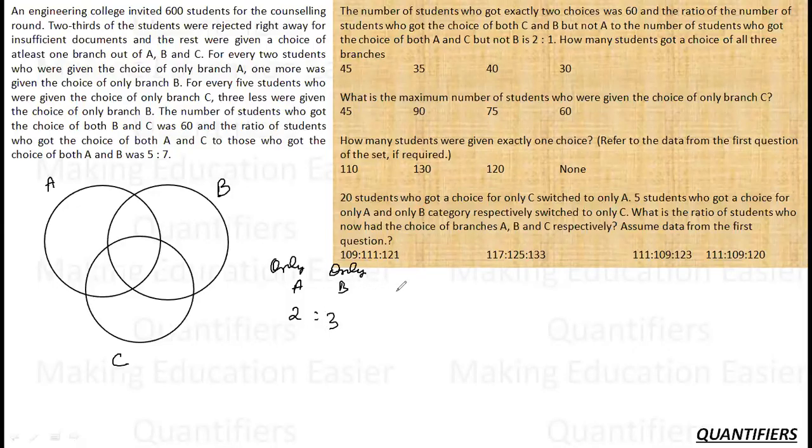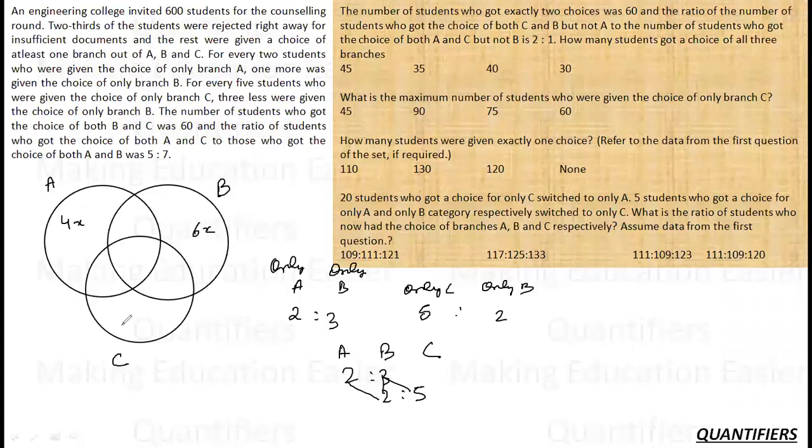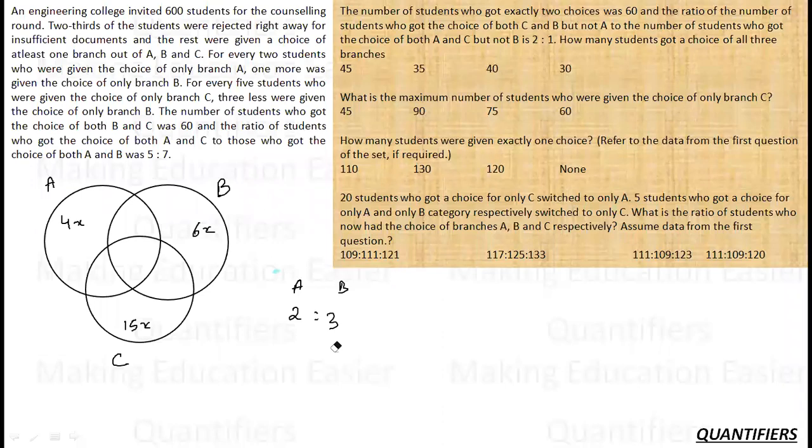Then for every 5 students who were given the choice of only branch C. So only C is 5 to only B is 3 less. So only B is 3 less, meaning 2. So from here I can say A is to B is to C. If A is to B is 2 is to 3, B is to C is 2 is to 5, the overall ratio would be 4, 6, 15. So this is 4x, this is 6x, and this is 15x. Simple as that. So this has served my purpose. Let's move ahead.